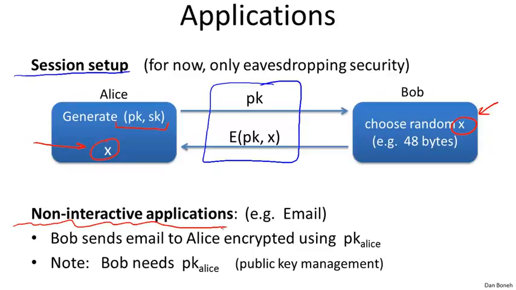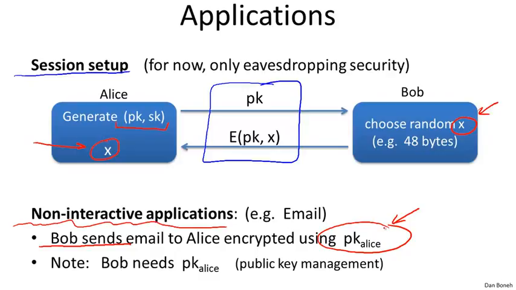So in this case, because of the non-interactivity, there's no opportunity for setting up a shared secret between Alice and Bob. So what would happen is Bob basically would send the email encrypted using Alice's public key. Anyone in the world can send the email encrypted to Alice, using her public key. When Alice receives this email, she uses her secret key to decrypt the ciphertext and recover the plaintext message.